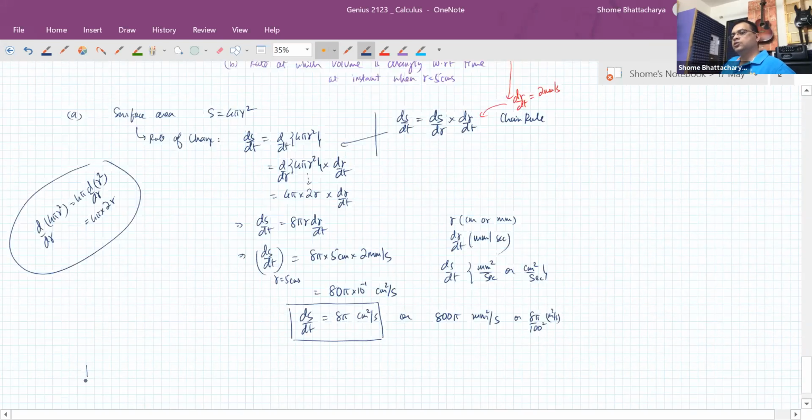So in the second part, you can express the volume simply as 4 by 3 pi r cube. So again, you can see that rate of change of volume with respect to time will become rate of change of volume with respect to the radius into rate of change of radius with respect to time.